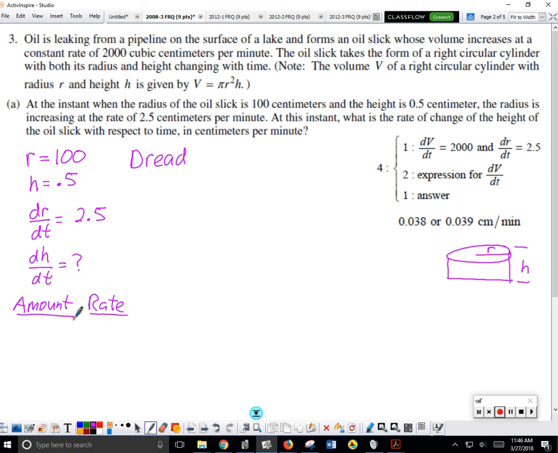So we can't tell the problem that the rate of change of the height is increasing. Not yet. We have to find that rate, but we don't know yet. Good for Colette and Eden.